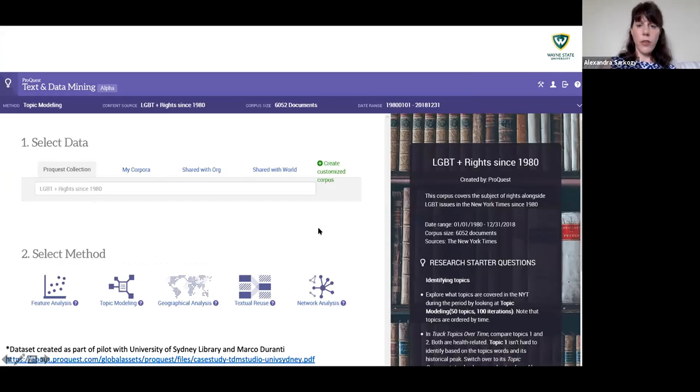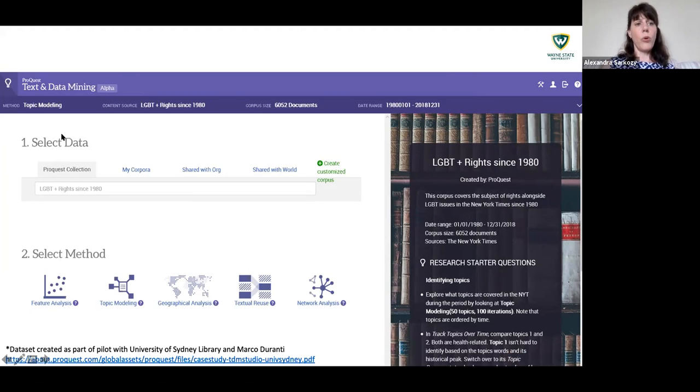And this is a screenshot of the tool. And here we can see that the LGBT plus rights since 1980. There's some details on the right-hand side about the query. There's some research starter questions. And at the bottom, my screen cut off, there is an actual syntactical query that can be replicated.